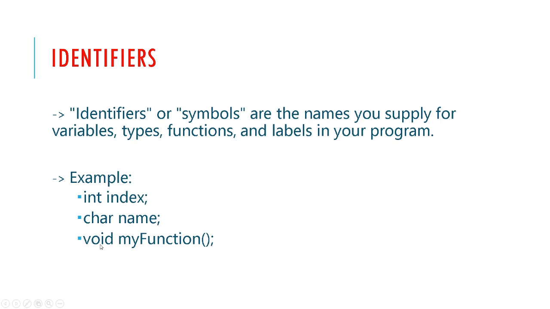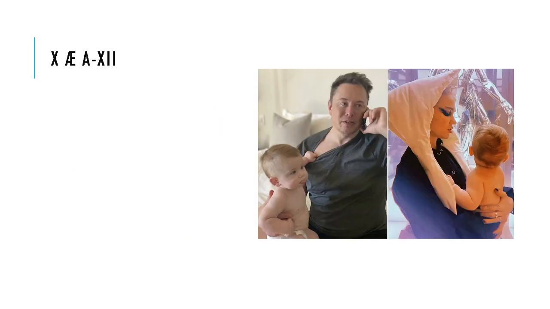Similarly, I created a function, my function. This void is the keyword and my function is the identifier. This is the name given by Elon Musk to his child.